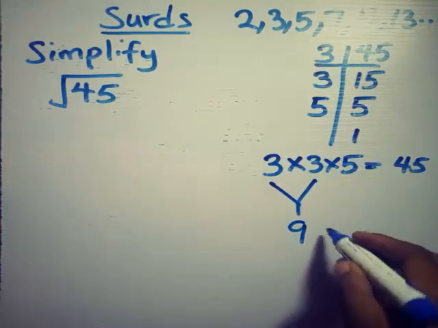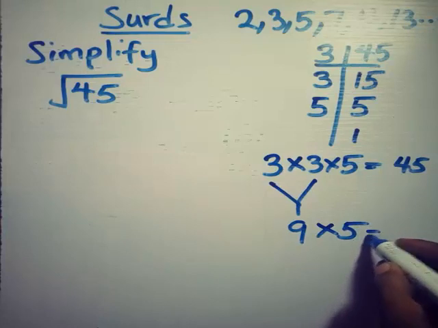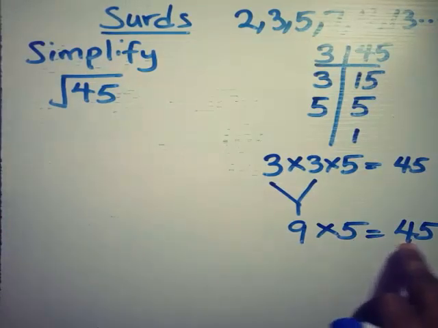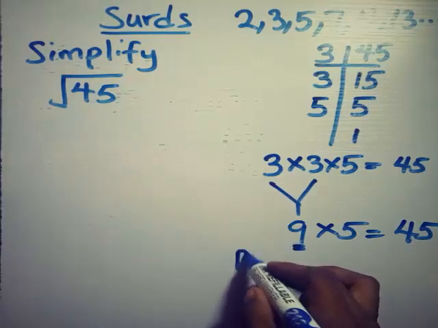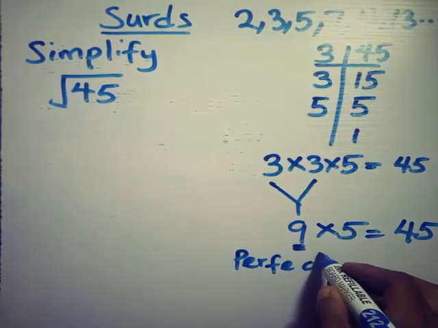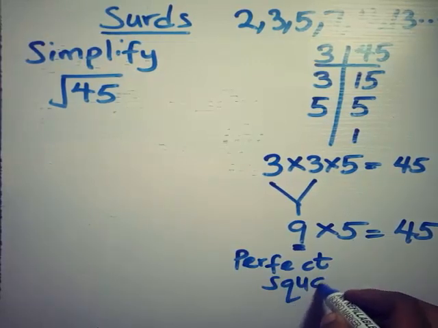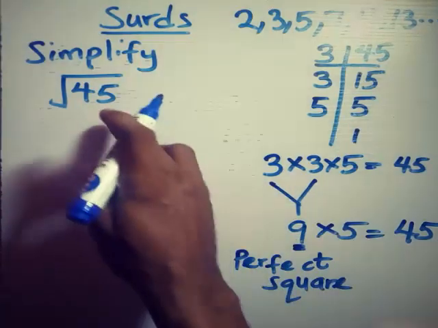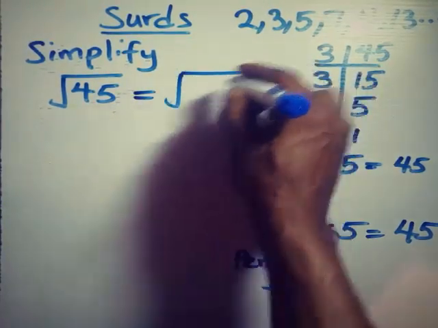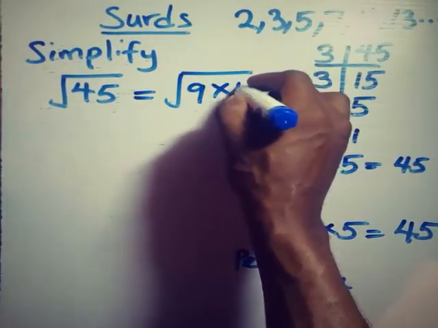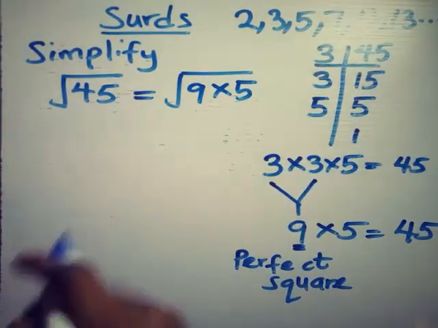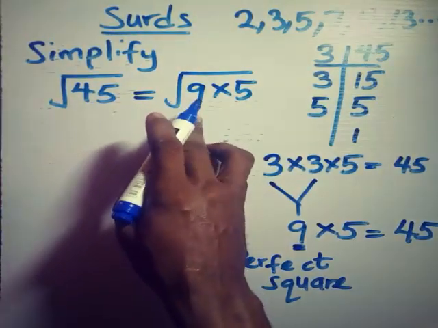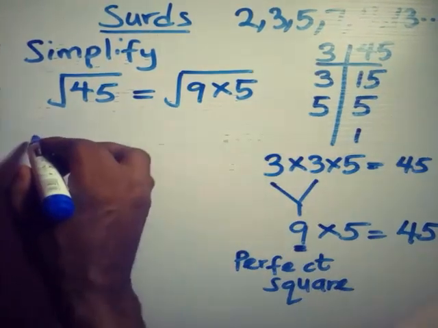9 times 5 to give me 45. So if 9 times 5 gives 45, this is my perfect square. So I'll bring these two factors into the big square root sign and have 9 times 5. The next stage will be splitting the square root for both 9 and 5. And it looks this way.